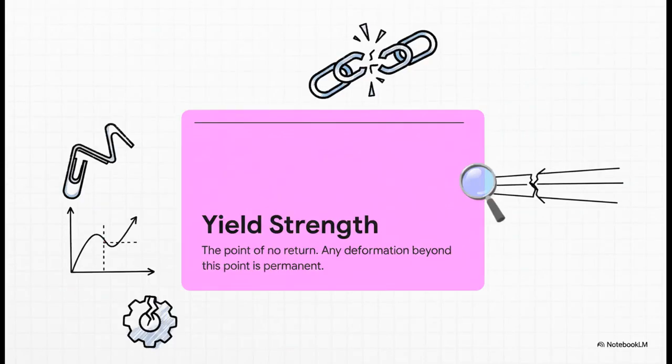But if you keep pulling, you're going to hit this point. It's called the yield strength. And this is the point of no return. Seriously, any stretching that happens after this point is permanent. You have now changed the material's shape forever. This is exactly what's happening when you bend a paperclip just a little too far and it stays bent.